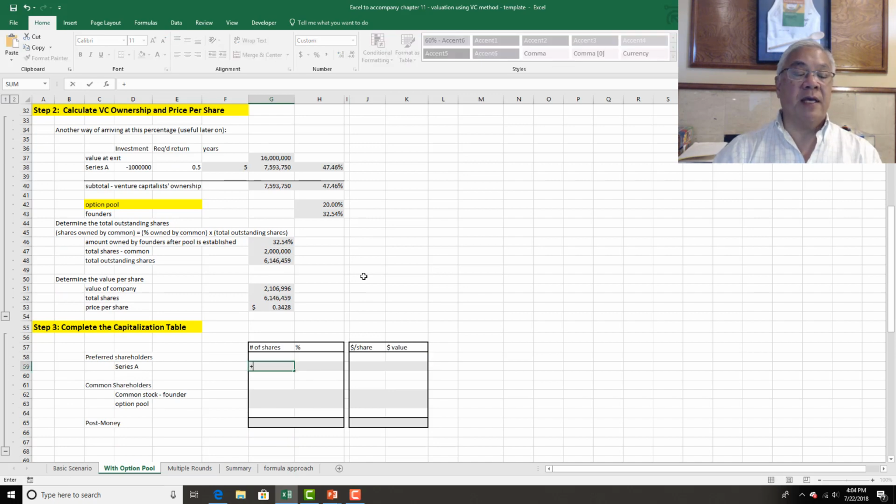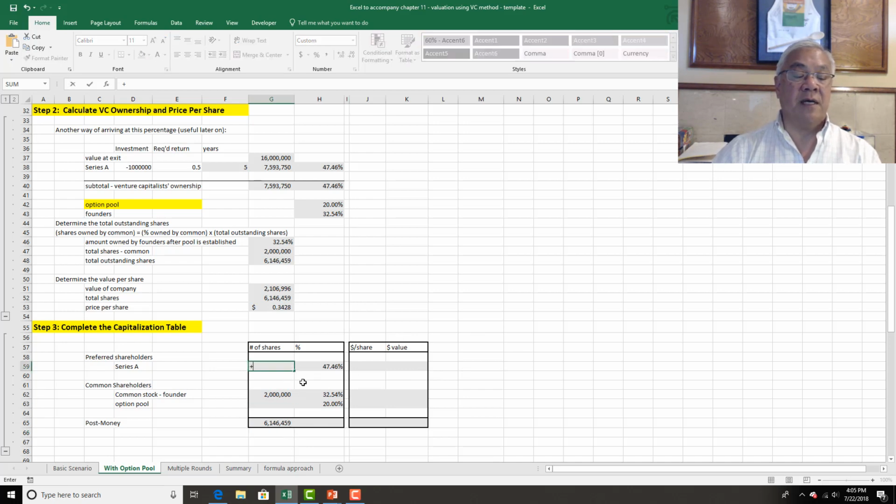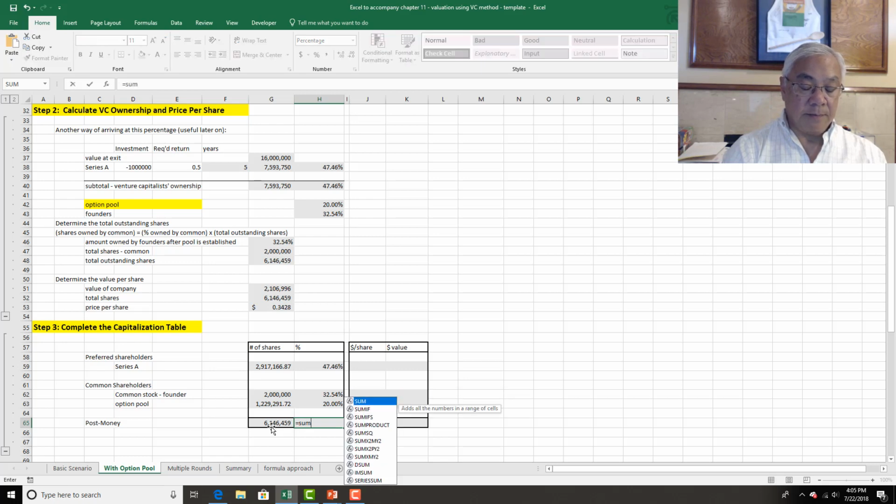So the Series A investors will get 47%, and then the option pool would get 20%. And then the founders would end up with the leftover, which is 32%, and they had 2 million shares. So the total outstanding shares is 2 million divided by what they owned. So they're going to issue another 4.1 million shares, and this shows who gets it. So the VC will get 47% times this number, and the option pool will get 20% times this number. And so the total equals the sum, should be 100%, which it is.